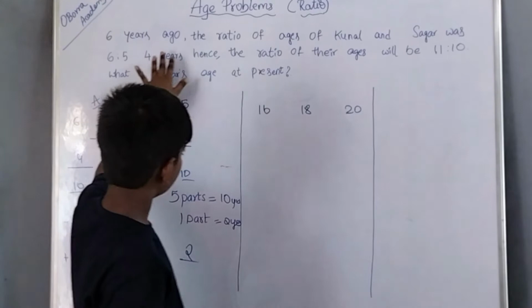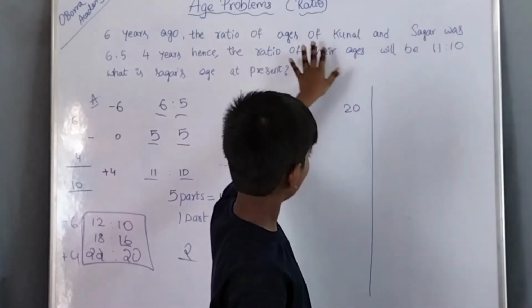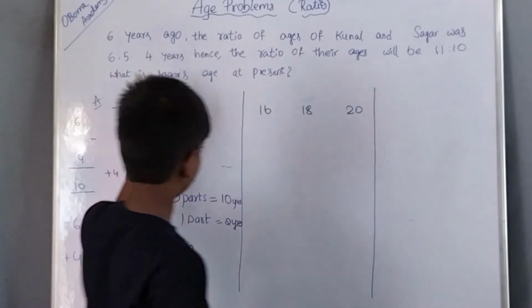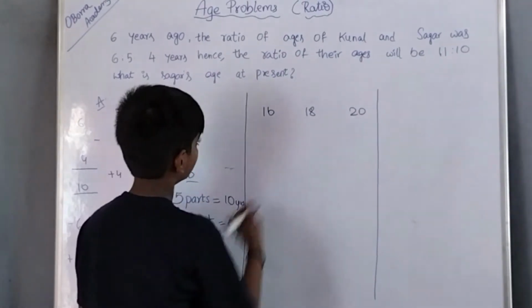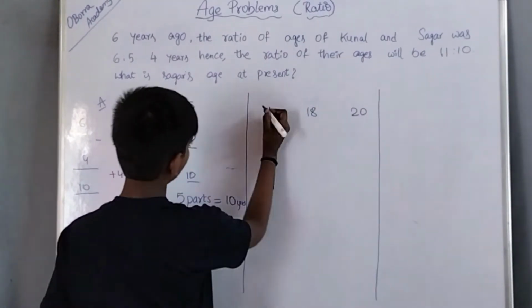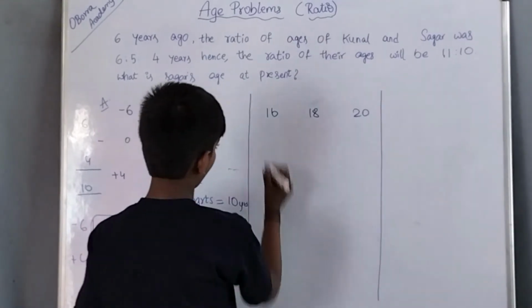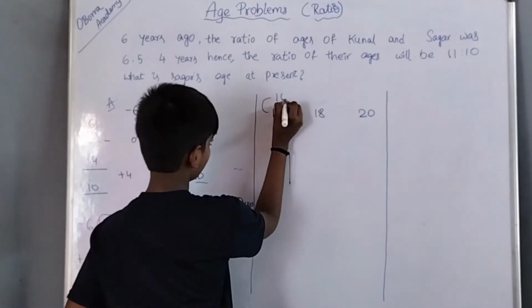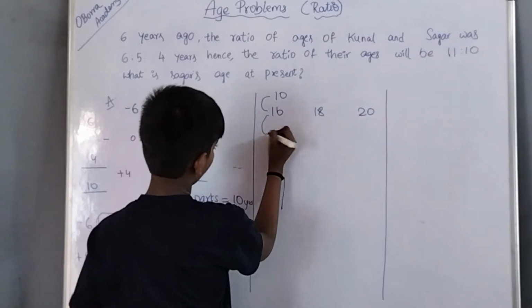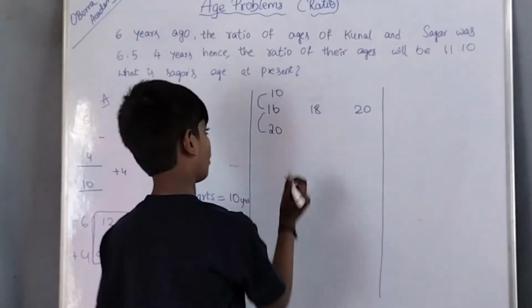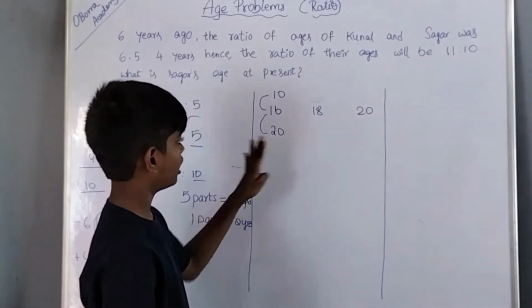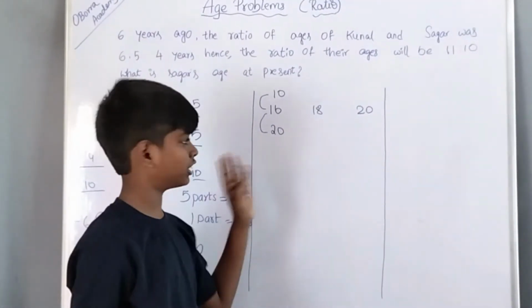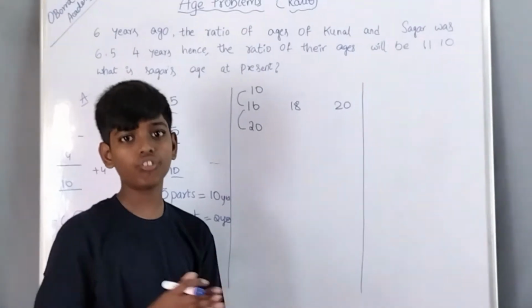They said 6 years ago the ratio of the ages of Kunal and Sagar is 6:5. So we have got the ages of Sagar. What we should do: 6 years ago, so let's do minus 6. So we get 10. And then plus 4, so that we get 20. For all the numbers, let's do it, because we had already got the answer as 16, but if you are trying this question for the first time, we'll have to do it for all the numbers.